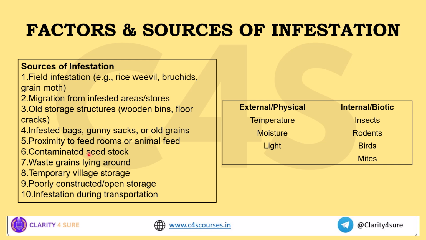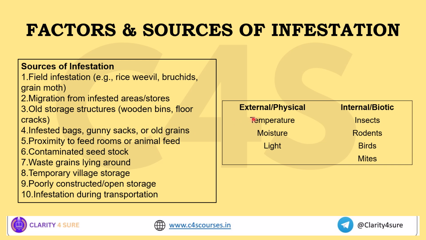Let's discuss the sources of infestation. Infestation can begin from several sources such as insects laying eggs in the field, especially in standing crops close to the harvest. Then old infested grains, storage bags and containers, unclean threshing floors or farmyards, cracks in storage walls and structures, poor hygiene and improper cleaning of stores and tools, and cross infestation during transportation or mixing of fresh and old stock. These are the sources of infestation causing the occurrence of these major pests.